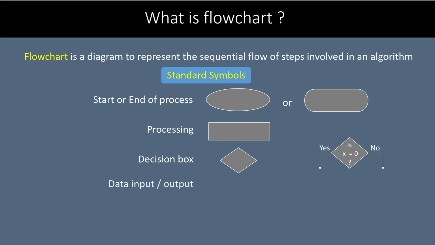In order to represent data input or output, we use a parallelogram like this one. Lastly, we shall use an arrow like this to represent the flow. These are some basic symbols used in a flowchart.